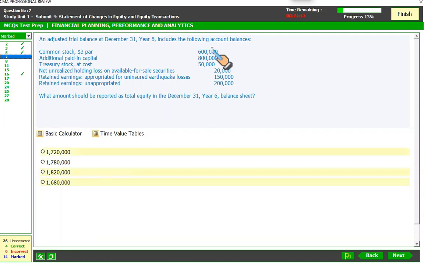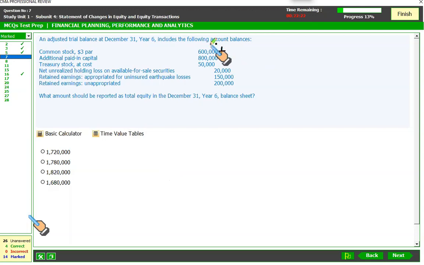Common stock is equity. Yes, it is. Additional paid in capital is equity. Yes, it is. And what about the treasury stock? Let me take my pointer and then we will solve this part of the question. Here it is. All right. So we will take the common stock, which is clearly a part of equity.